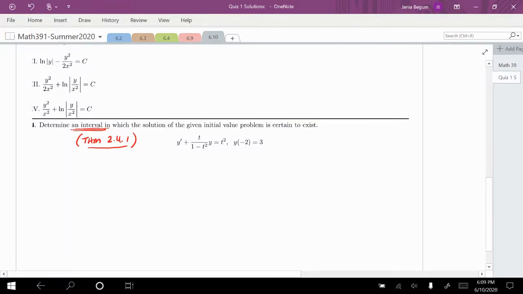What you have to do is determine where P of t is continuous and where G of t is continuous. That's what we want to determine. P of t is this function right here, and G of t is this function right here. G is continuous everywhere because it's a polynomial of degree 2. What about P of t? Where is P of t continuous?